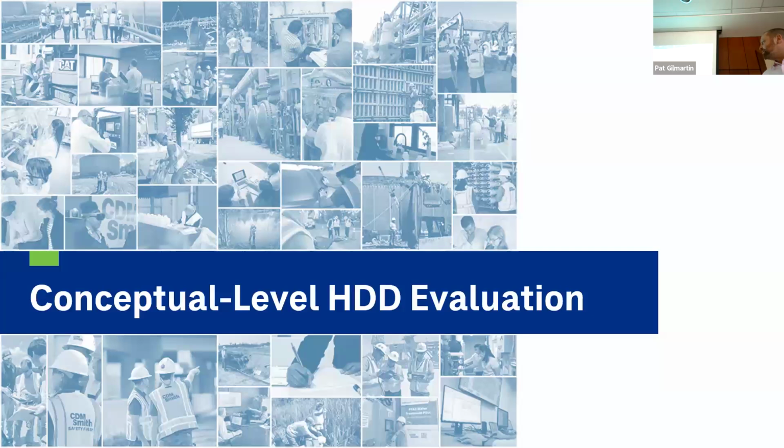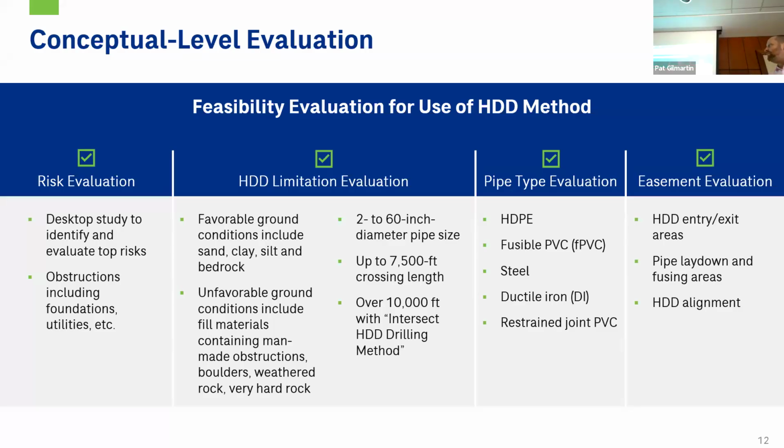So getting into the conceptual level HDD evaluations, this is kind of your general planning to see if HDD is feasible for your project. So initially, we'll start off with our risk evaluation, doing a desktop study to identify issues associated with the project site. A lot of this has to do with areas for laydowns. HDD obviously is fairly difficult in urban environments where you're trying to lay out your pipe string. And so that's one of the things you want to check out to see whether HDD works for your project.